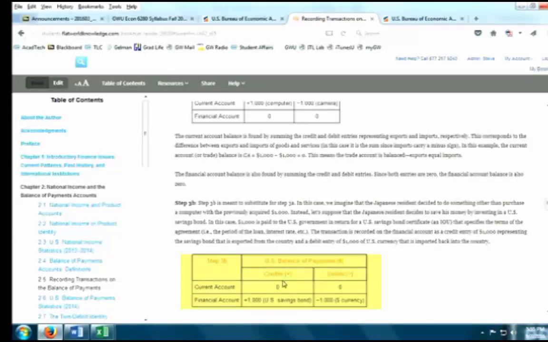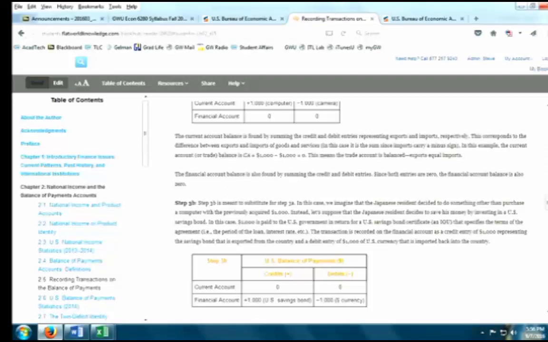So it's a credit entry. It's a financial account entry because a piece of paper that says IOU on it is an asset, not a good or a service. The debit entry is $1,000. It's coming back into the country when the Japanese resident is essentially lending money to the U.S. government and is getting a promise to have that money repaid at some point in the future. All right, so that's all that's happened.